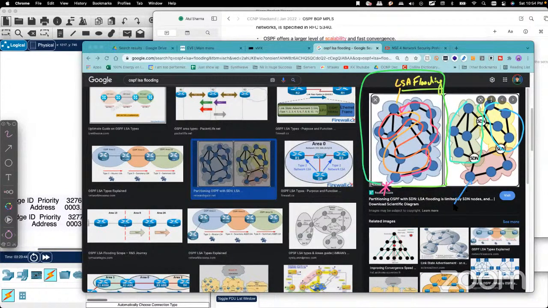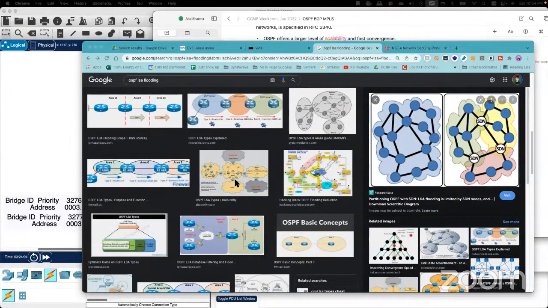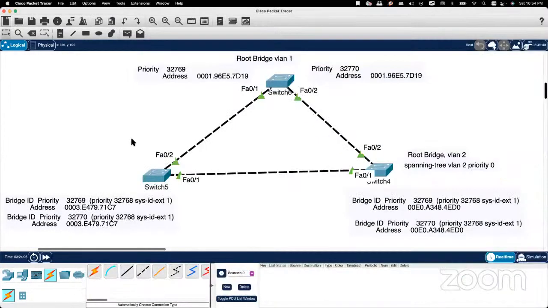But if you divide your network and you get any problem, or your network is down, the update will remain here, and just this router will update the other areas through the ABRs. Normally this flooding will not go anywhere else. So that's the use case of LSA flooding. We'll discuss it later on.